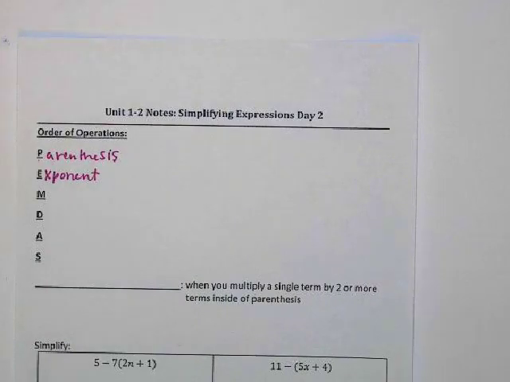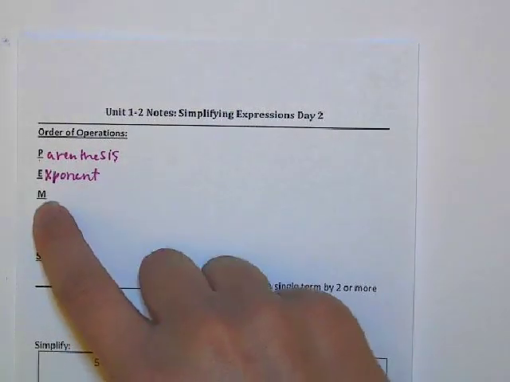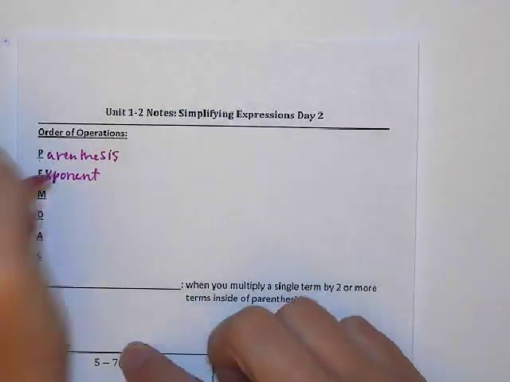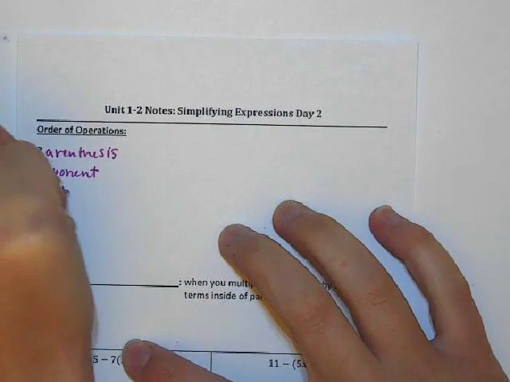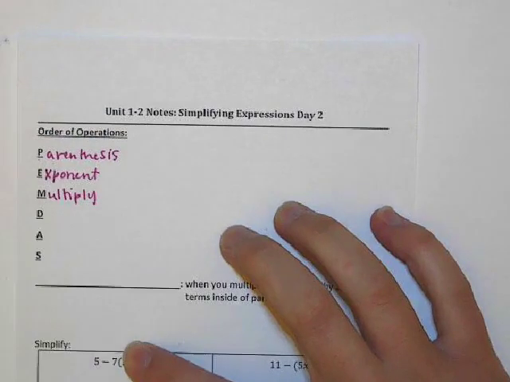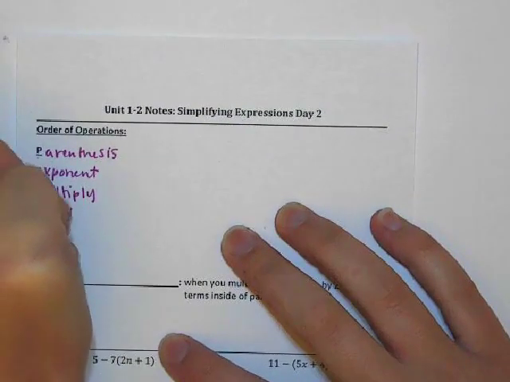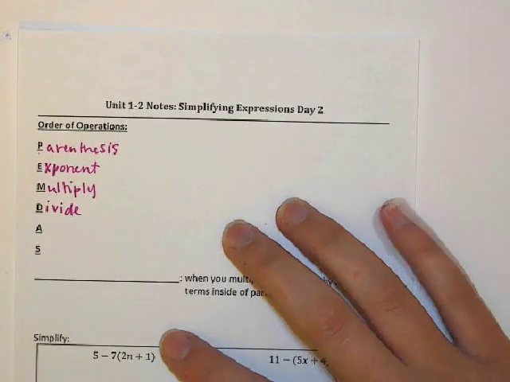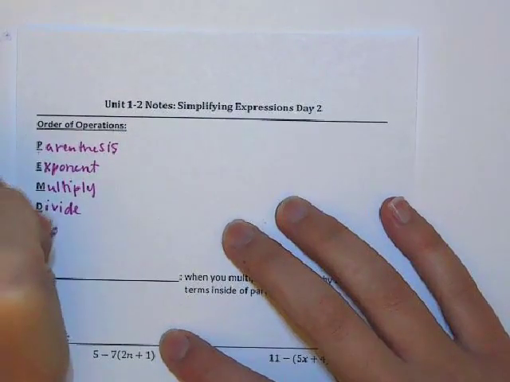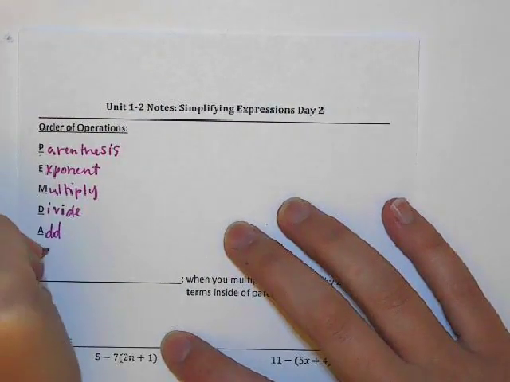The little number. Yes. Okay, it's that little bitty number. The M stands for? Multiply. And the D stands for? Divide. A is? Add. S is subtract.